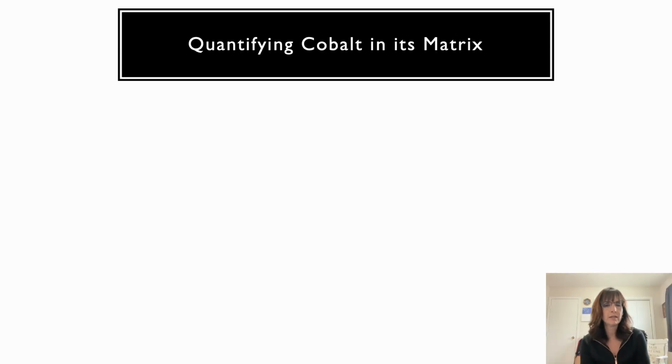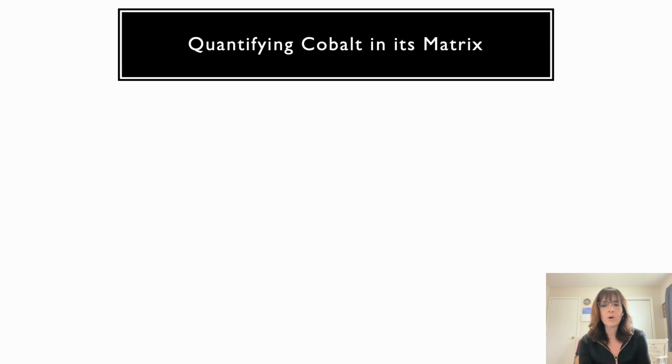We know that cobalt is necessary. We know that it can be toxic. Therefore, we need a way to quantify cobalt in its matrix. That's just a really fancy way of saying how much cobalt is in that sample. And that sample could be blood, water, soil, plants, etc. Pay very careful attention to this slide. Take some notes because this is going to be the basis of your next homework assignment.